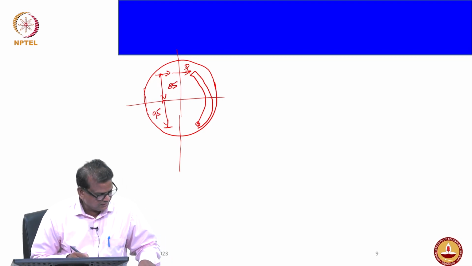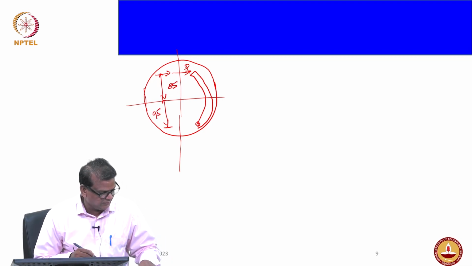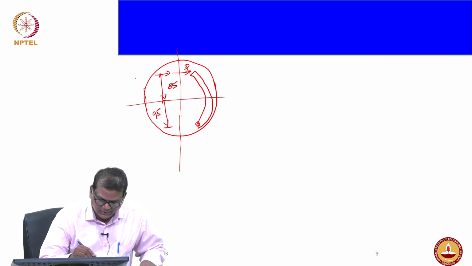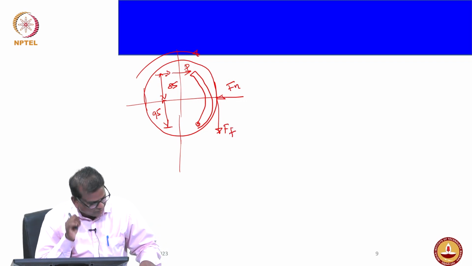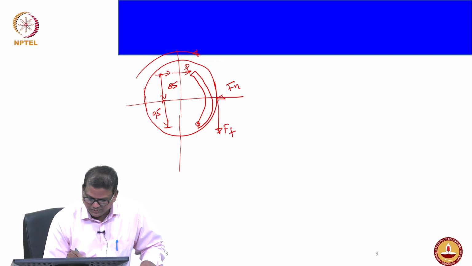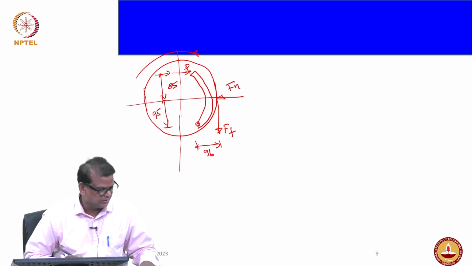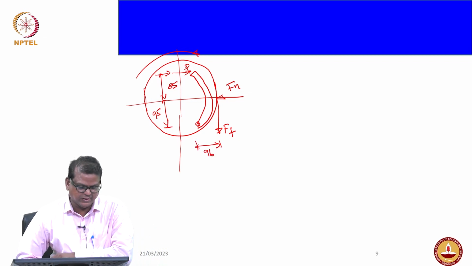Then there is one more distance we need to have. As it rotates in this direction, your Fn will be in this way, and Ff, I think please recollect what we derived yesterday. So the distance between the tip to the end of the drum is also given, 96. So this is the arrangement.